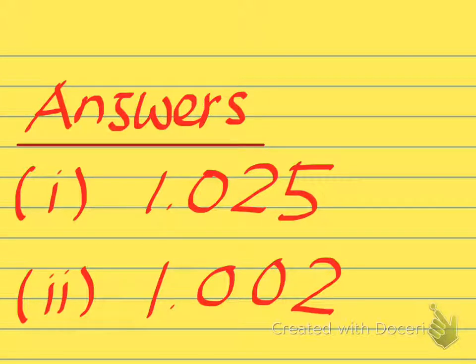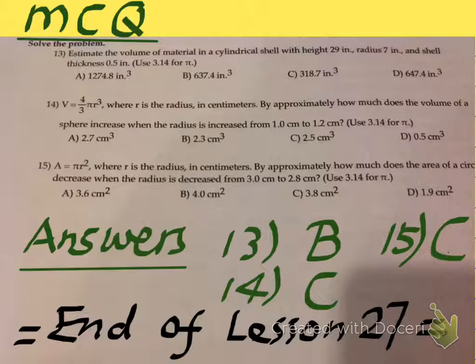And finally, the lesson 27 will end with a series of 3 MCQs. The MCQs given are considered more challenging, guys. So hope you enjoy it, so try. And then the answers are B for question 13, C for question 14, and C for question 15 as well.